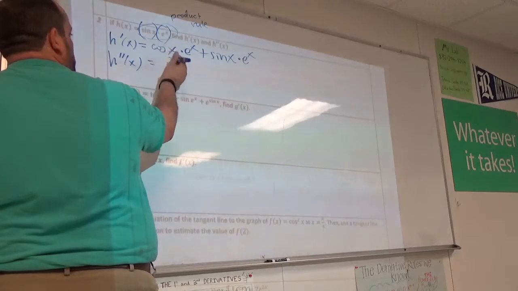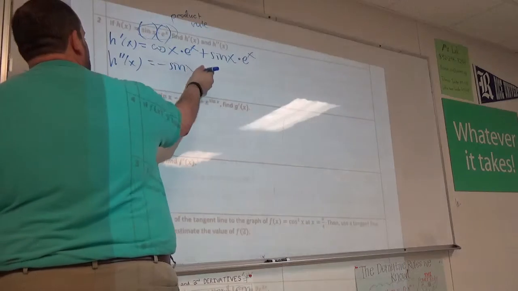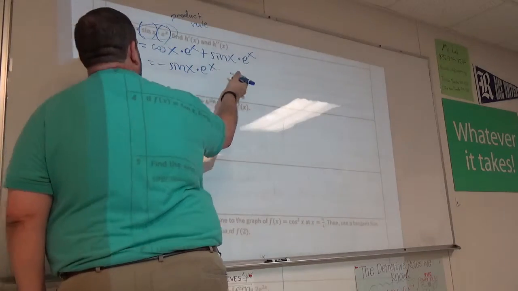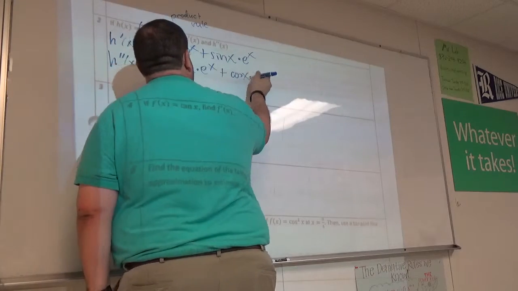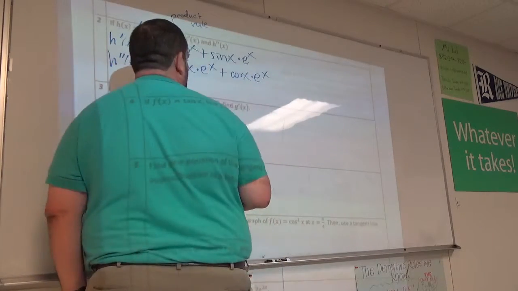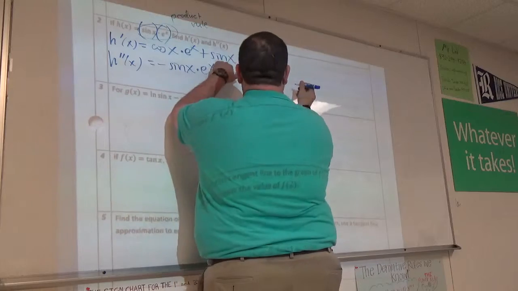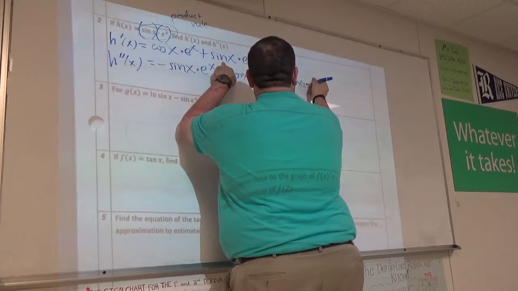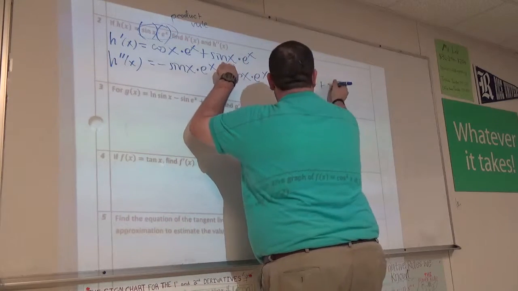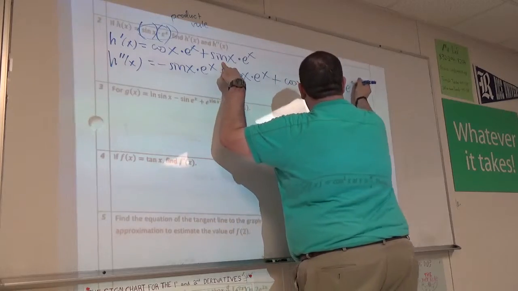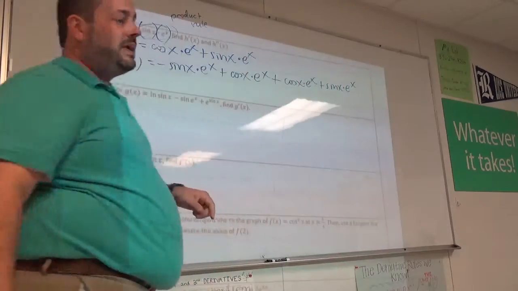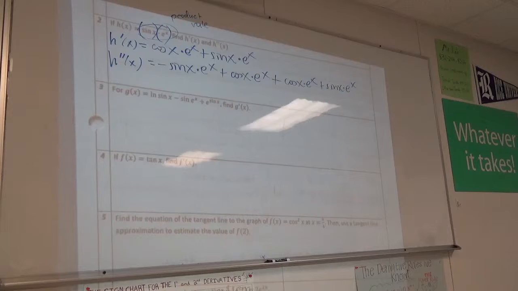Okay, so this first one, derivative of cosine of x is negative sine of x times e to the x, plus cosine of x times e to the x, plus derivative over here, cosine of x times e to the x plus sine of x times e to the x. If all goes well, you have 4 terms at the end.